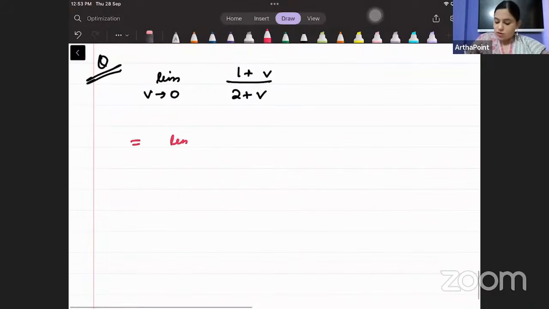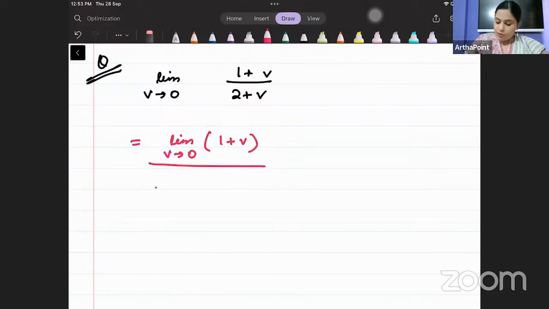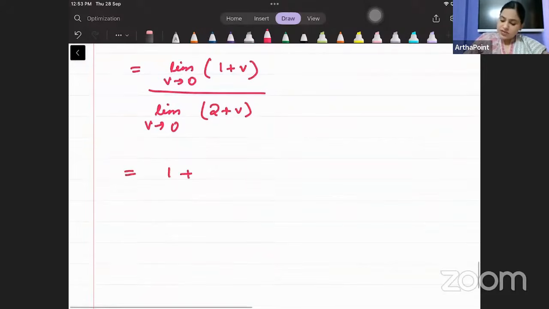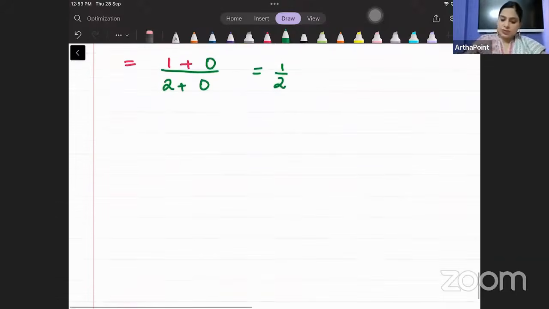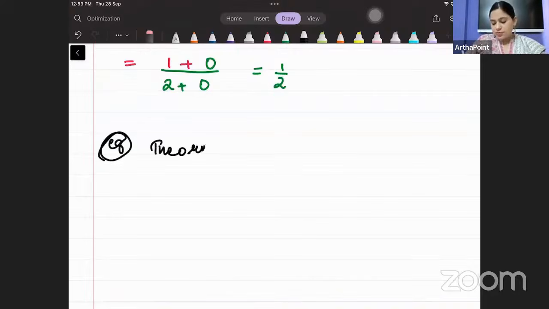So beta, this is going to give you limit v tends to 0, 1 plus v upon limit v tends to 0, 2 plus v. So beta ये हो गया 1 plus, instead of v just put 0 upon 2 plus, instead of v just put 0. So beta this will be half. Clear? Okay. Now we want to do some limit of the polynomial. बहुत ही simple है. So example. Last theorem है बेटा, हाँ?